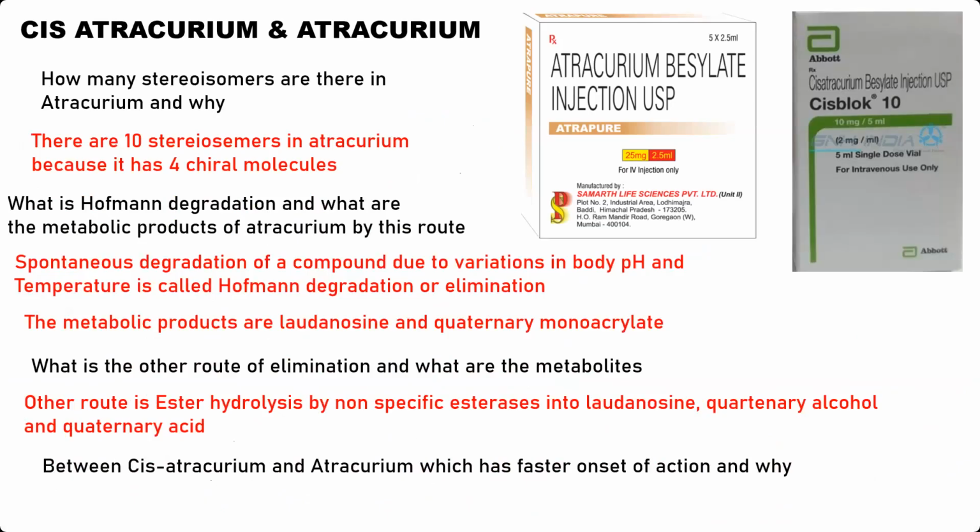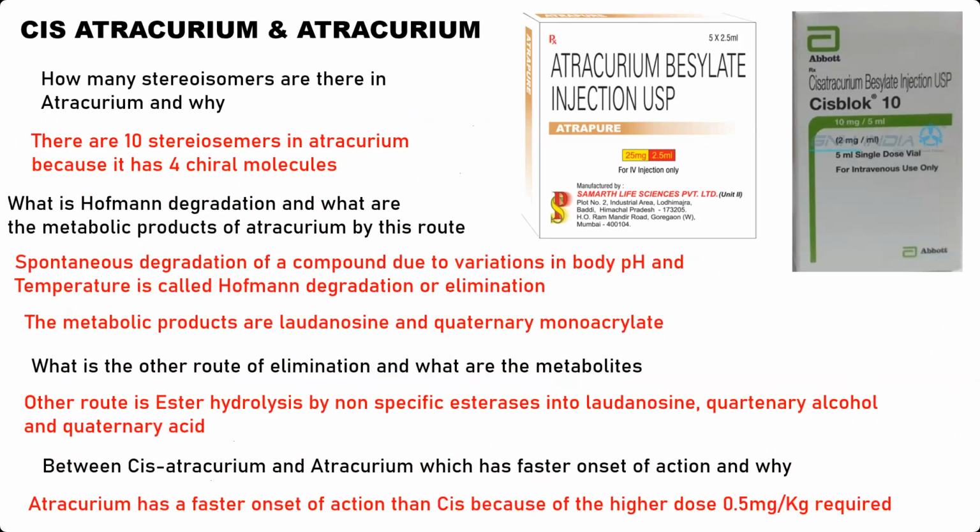What is the dose you give for atracurium? It has a faster onset of action because of the higher dose, 0.5 milligram per kg required, whereas you give only 0.15 milligram for cisatracurium, isn't it? Yes. So that is the reason why it is faster acting, but cisatracurium is a little longer acting.